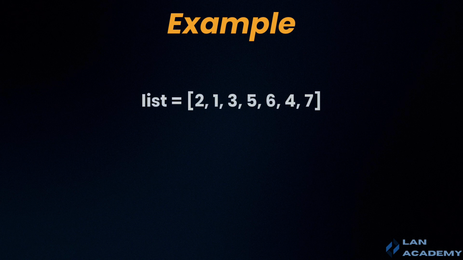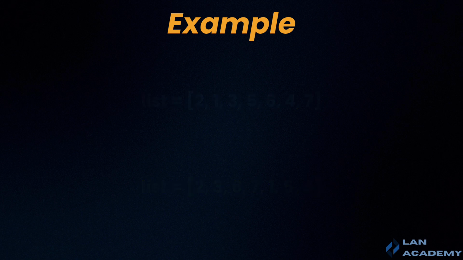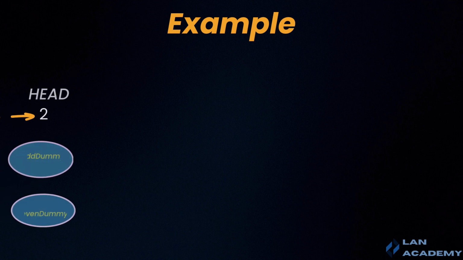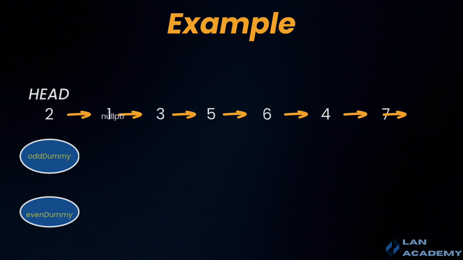Let's walk through an example to see how this algorithm works in practice. Consider a list with nodes having values 2, 1, 3, 5, 6, 4, 7. Our goal is to reorder the list so that nodes with odd indices come before nodes with even indices. We first create dummy nodes for the odd and even lists, set the odd pointer and even pointer to these dummy nodes, and set current to the head of the list and index to 1.